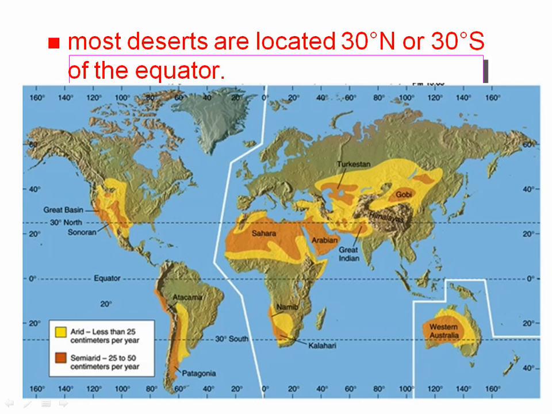This map of the world shows the location of deserts. As you can see, most of the deserts tend to be located 30 degrees north or 30 degrees south of the equator. The Sahara Desert is an obvious example, as are the western deserts of Australia. Now that might seem a little strange, because the equator is where the sun's light is the most direct, so it should be the hottest. But remember, a desert is not defined by heat, it's defined by dryness. So this can all be explained by the way in which hot air rises.